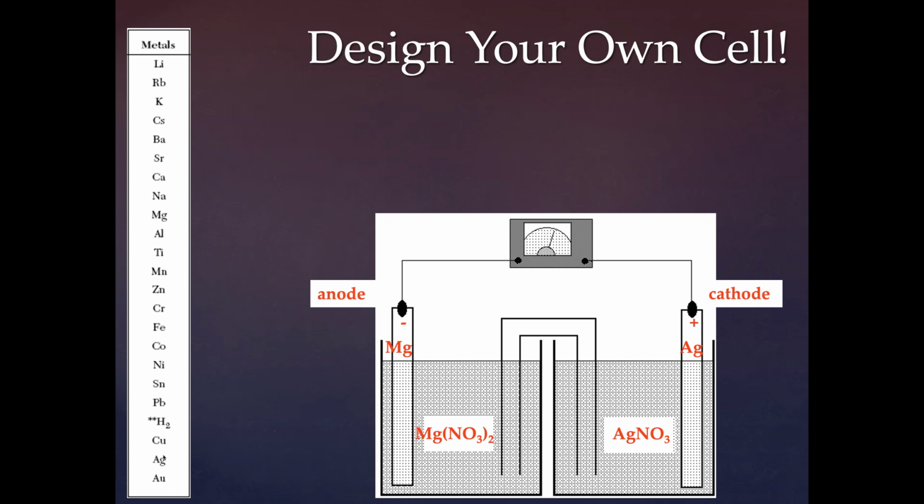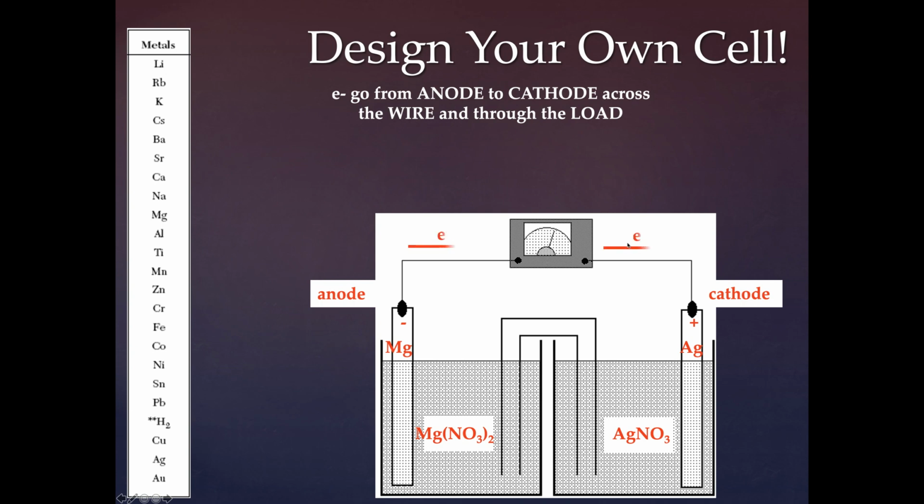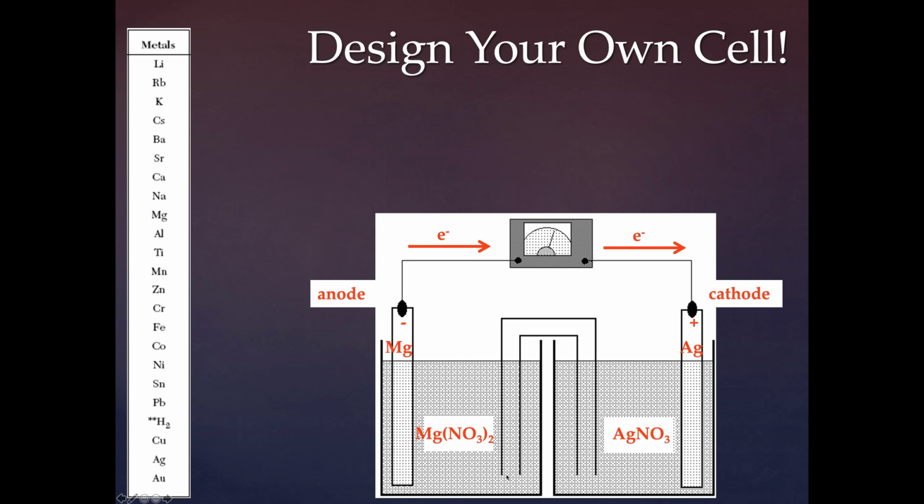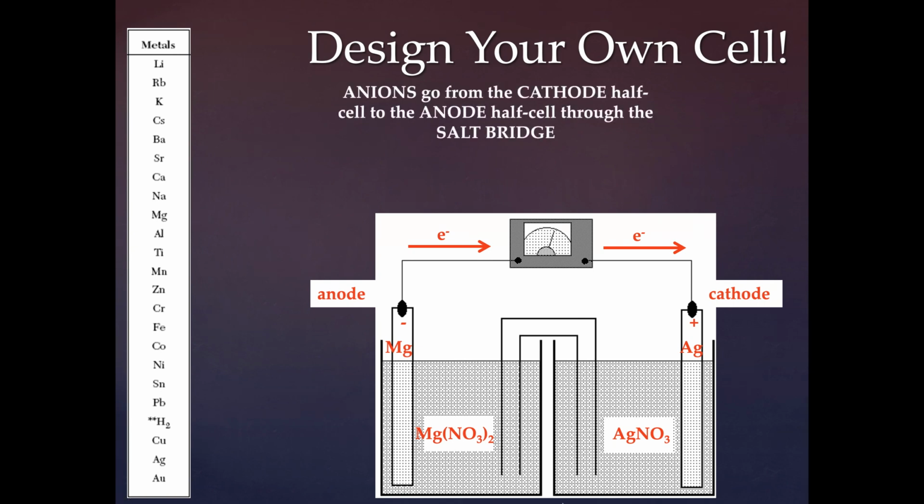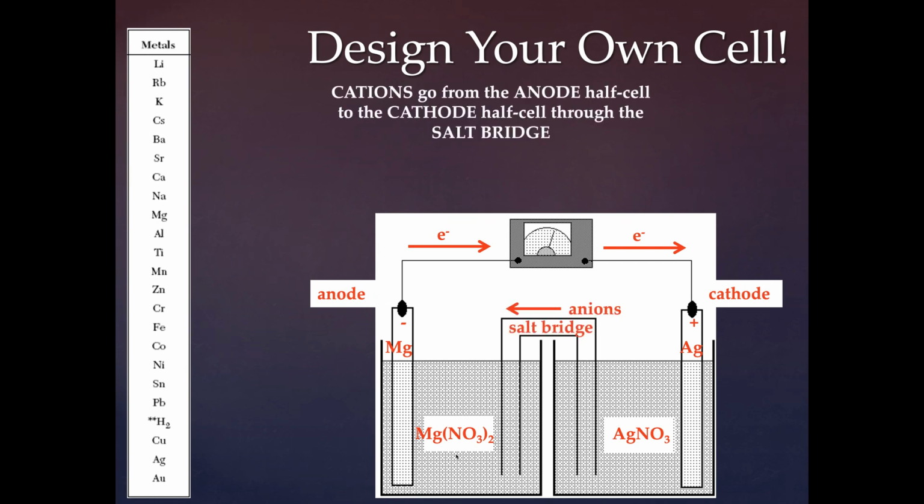Now, we start at the anode. Electrons are lost there and go through the wire and through the load. They enter the cathode, reduce the cations, and the anions go through the salt bridge back to where? The anions go towards the anode through the salt bridge, and the cations go towards the cathode through the salt bridge.